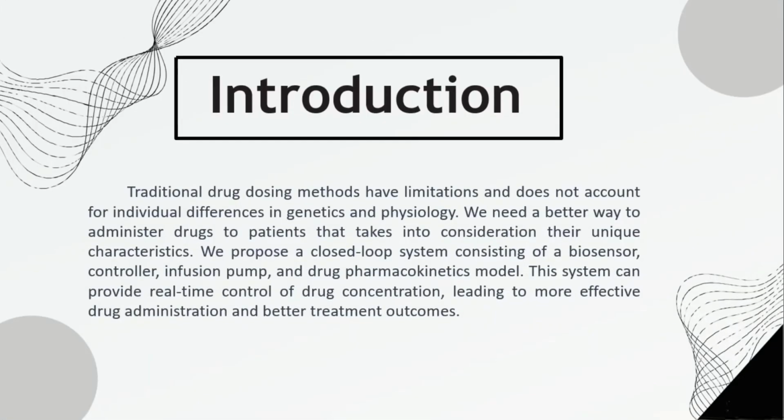Introduction. Traditional drug dosing methods have limitations and do not account for individual differences in genetics and physiology. We need a better way to administer drugs to patients that takes into consideration their unique characteristics. We propose a closed-loop system consisting of a biosensor, controller, infusion pump, and drug pharmacokinetics model. This system can provide real-time control of drug concentration, leading to more effective drug administration and better treatment outcomes.